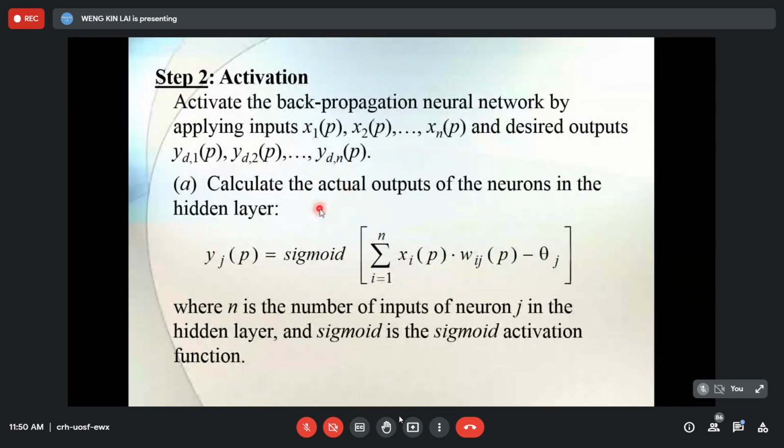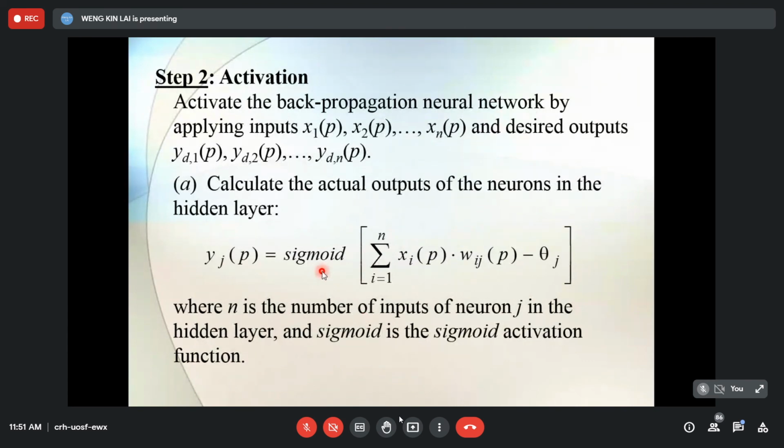So you calculate the actual outputs of neurons in the hidden layer, or the middle layer, using this formula. Now, if you look at the equation inside these square brackets, you may be able to see something similar to before. You have a threshold minus theta, and then your weights multiplied by the inputs. So this will be no change, except now you actually use a sigmoid function.